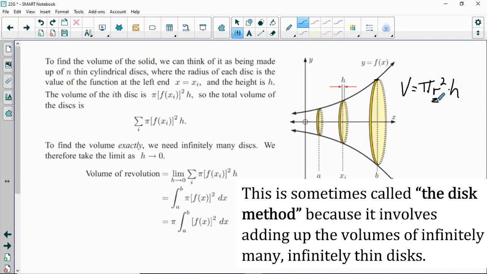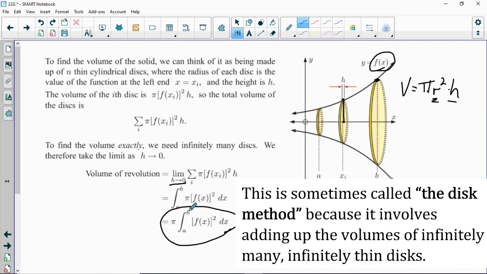Well, what is the radius for each of these? The radius is simply the height of the curve, which is given to us by the function. So instead of r, we think about f of x. And then the height of each of the cylinders is really just the horizontal distance from the beginning of the slice to the end of the slice, which, since we're making these slices narrower and narrower, means we're taking the limit as h approaches 0. And then we're adding up all of these slices. And adding up infinitely many things is how we arrive at a definite integral.